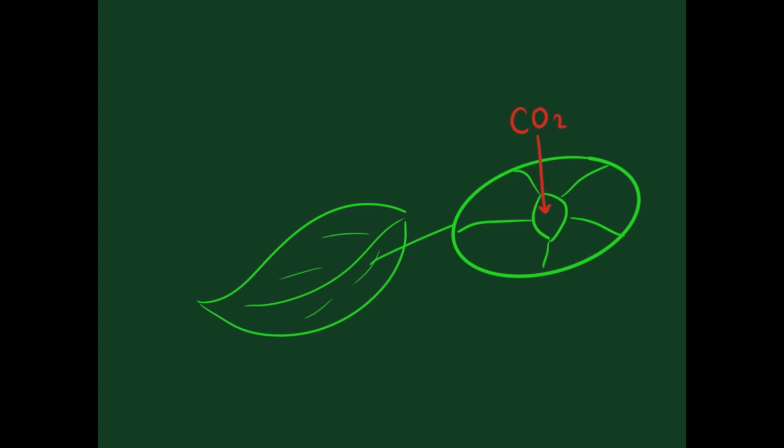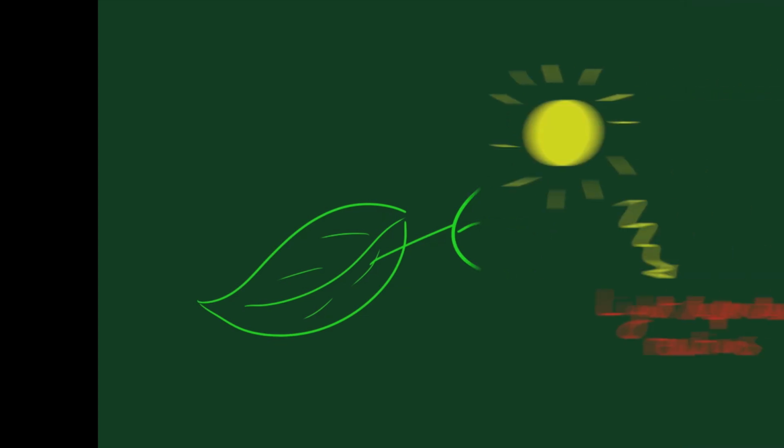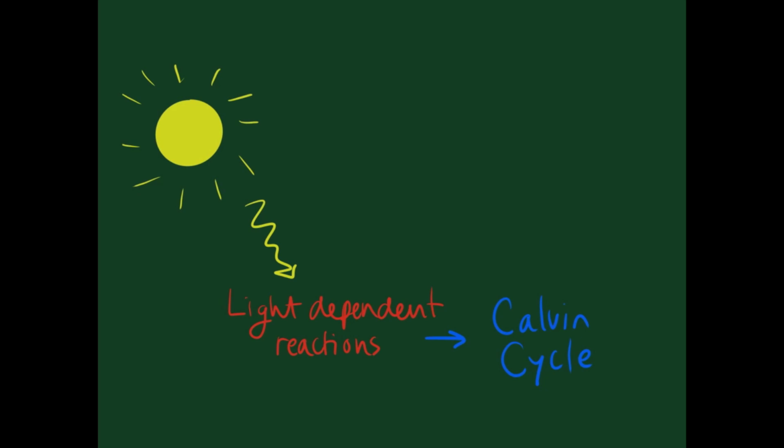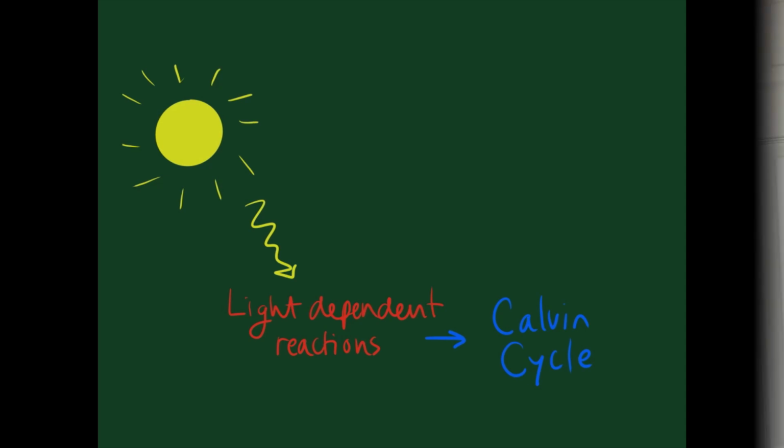PEP carboxylase, just as in C4 plants, fixes CO2 into a 4-carbon chain and stores the molecule inside vacuoles overnight. During the day, the light-dependent reaction can occur, then the Calvin cycle is carried out using the stored organic acid that breaks down to CO2.